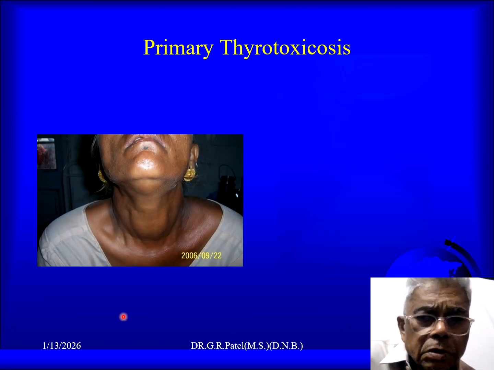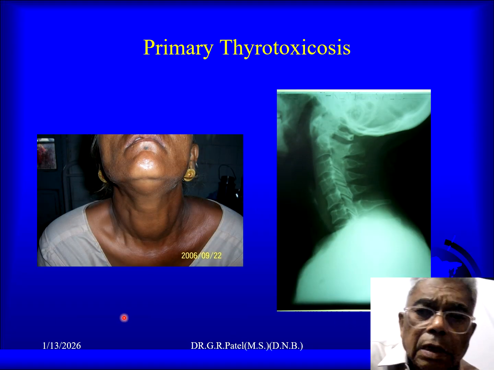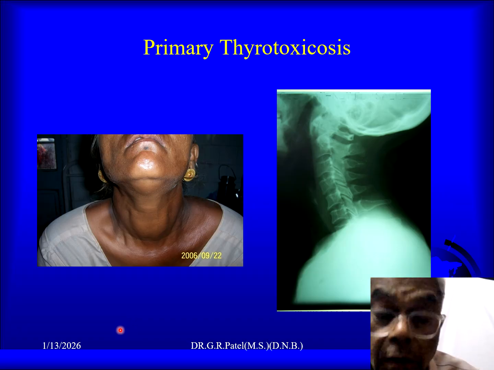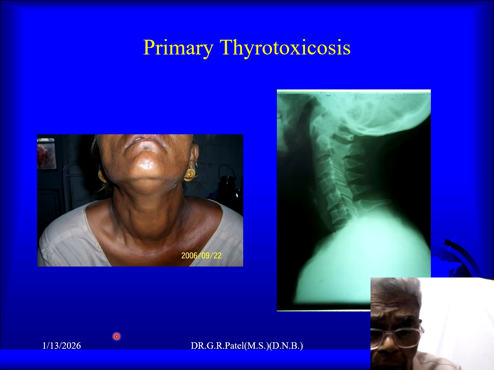Primary thyrotoxicosis. This is the cervical spine X-ray. It has been taken to know if there is any spondylitis, because then intubation becomes difficult during operation. So the cervical spine is a very important investigation in a thyroid patient.